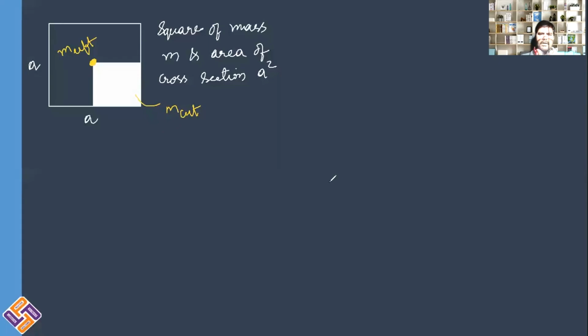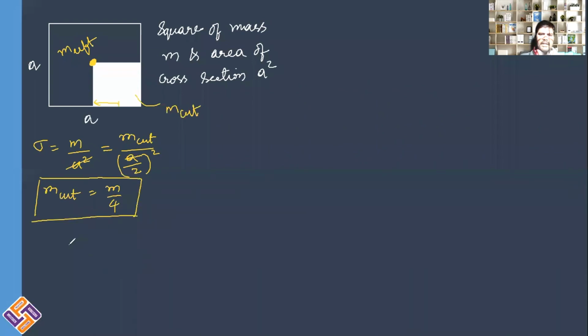Students, just like how we have solved the previous two problems, the same way we will be solving this problem also, but here we are taking a square lamina. Now I can write sigma is equal to mass m divided by the area of cross section, a square. For the mass of the cut portion, you can write mass of the cut portion divided by a by 2 whole square, since this length is a by 2. Therefore, the mass of the cut portion will be, this a square and this a square get cancelled, m by 4.